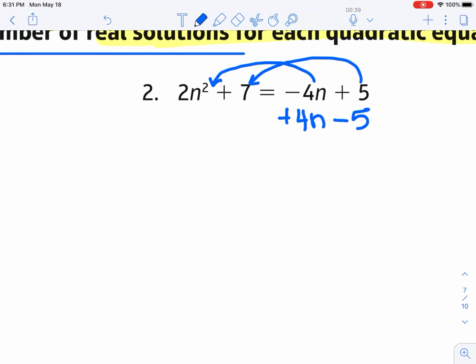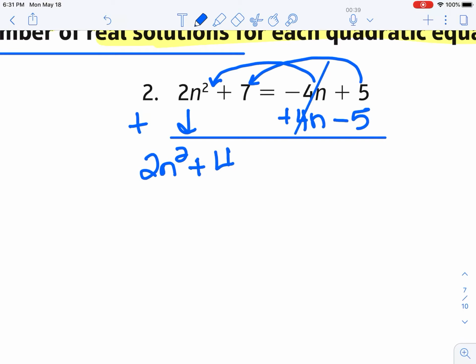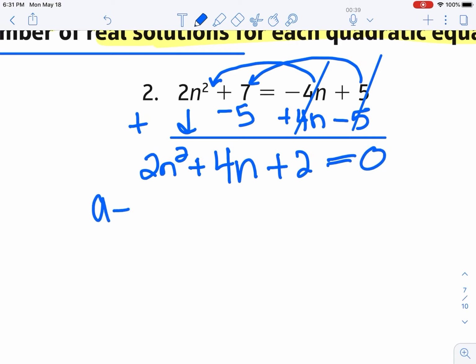So when I do this, I'm going to bring down the 2n squared. Now I added 4n to each side in order to move the negative 4n to the left side, so this is a positive 4n. And then I had to subtract 5 from each side in order to get rid of the positive 5. So 7 minus 5 is a positive 2, and now everything is set equal to 0. So your a is 2, your b is 4, and your c is a positive 2.